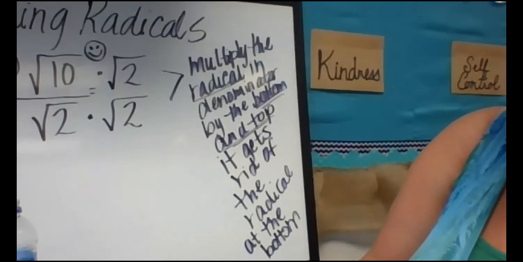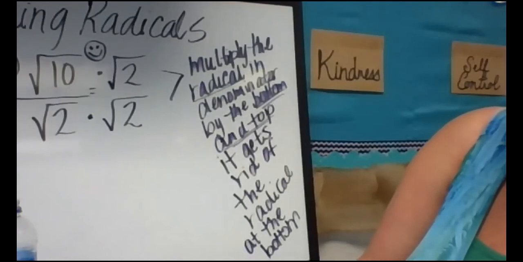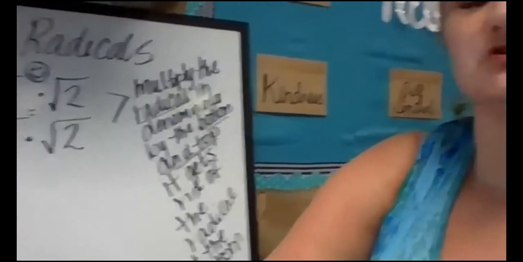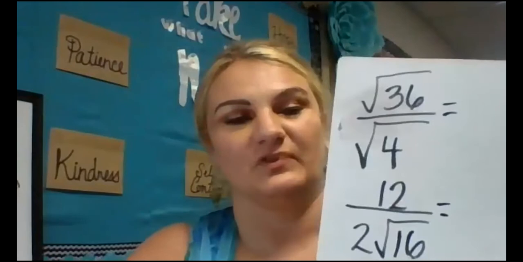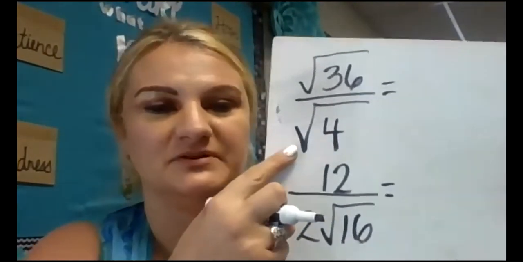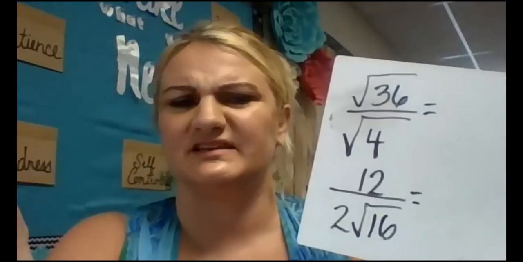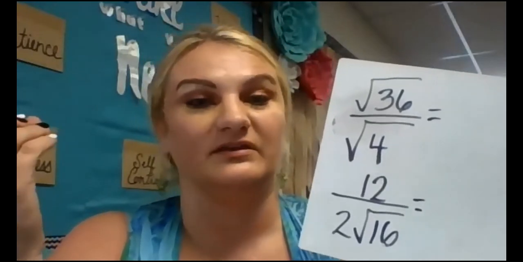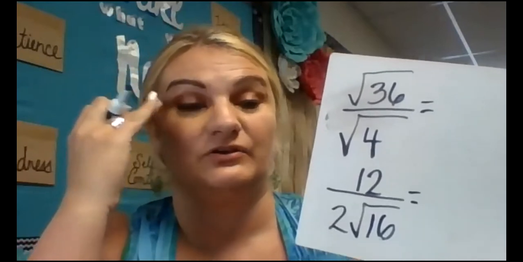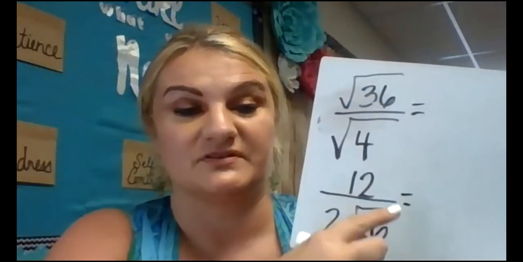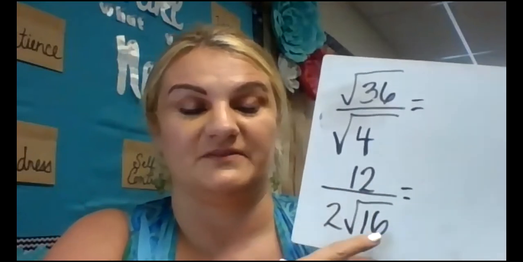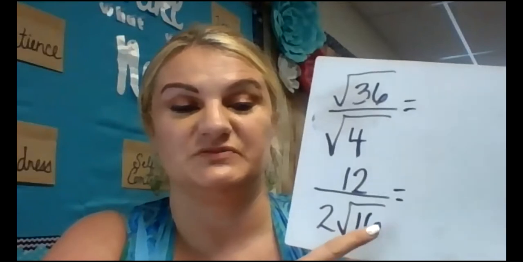Can the radical be at the bottom like this? And these are just two examples. You guys don't have to write these down for me. I'm going to show you why this works, which is kind of a cool trick. So is this allowed? No. Your brains think like, ooh, 36 divided by 4, I got this. But it can't happen, because you cannot divide the radicals. This is what you can do.